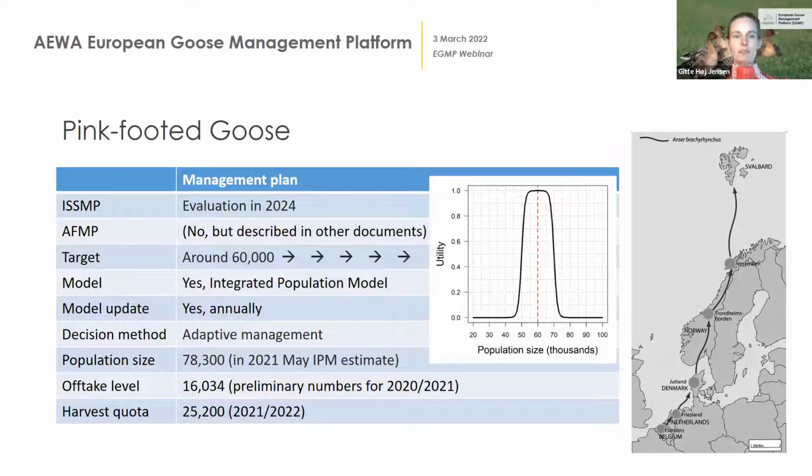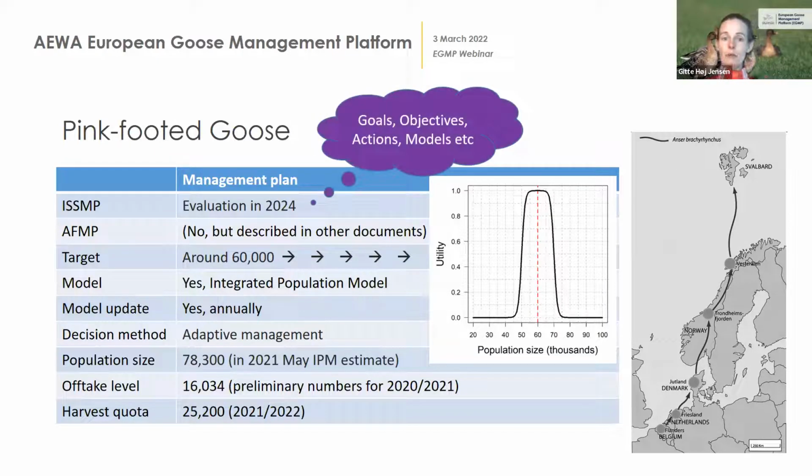Okay, pink-footed goose in 60 seconds. For the pink-footed goose, we have a management plan, as we already mentioned. It shall be evaluated in 2024. What we evaluate here are the goals, the objectives, actions, maybe also the models. So all the fundamental parts we take into revision and see if there's something we can do better.